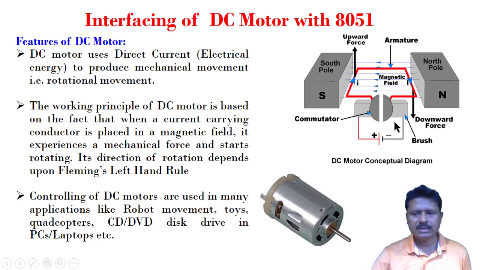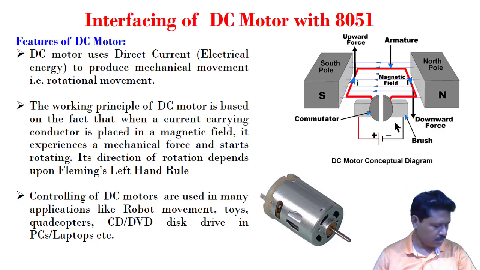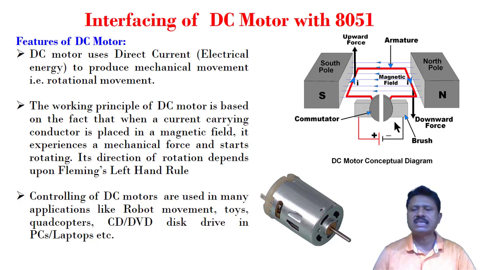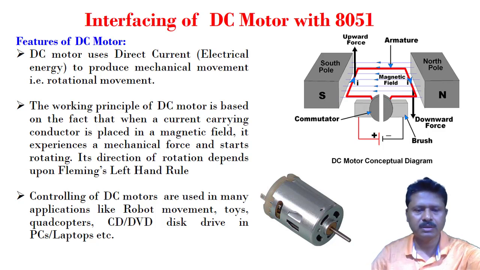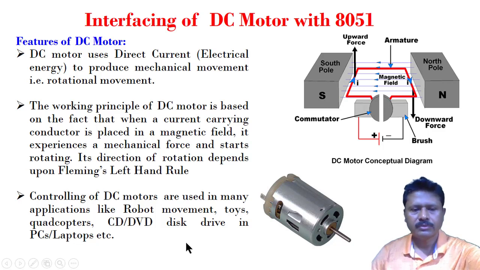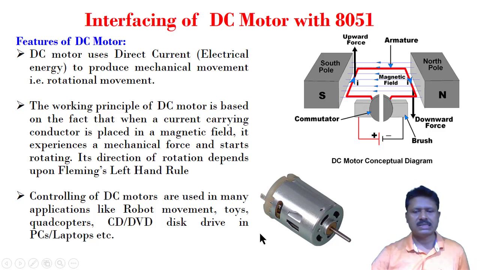So this is the way we can change the direction in our different activities or different work with the DC motor. We need to change the direction. So this is the basic operation of a DC motor. There is vast application in robotic movement. Then different types of toys, quadcopter, different CD DVD drivers, laptop, PC. There are so many applications of DC motors.